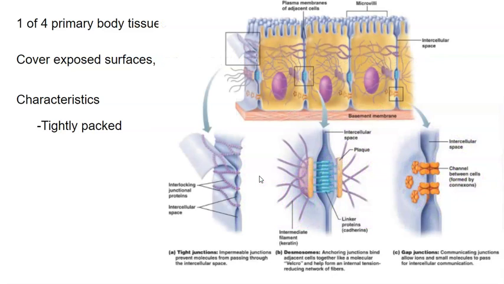One of the ways they stay so tightly bound together or tightly packed is through these binding proteins here called desmosomes. You can see an enlarged version here, which is connecting two adjacent cells. We also have these gap junctions, which we'll learn about later, and maybe tight junctions as well.